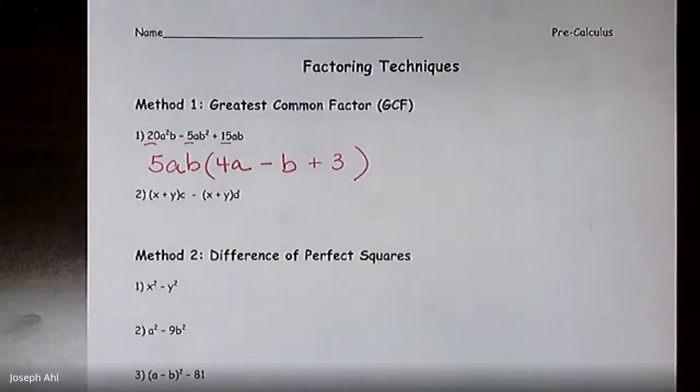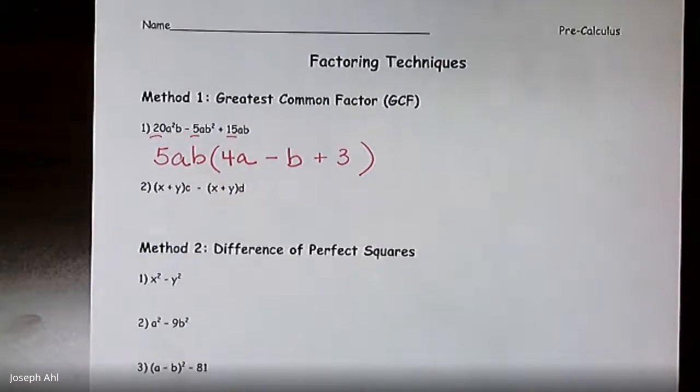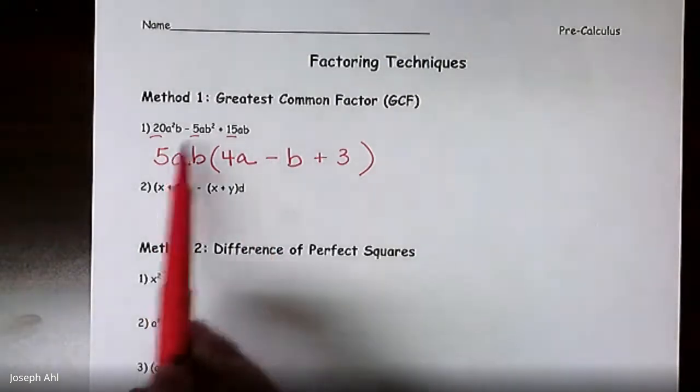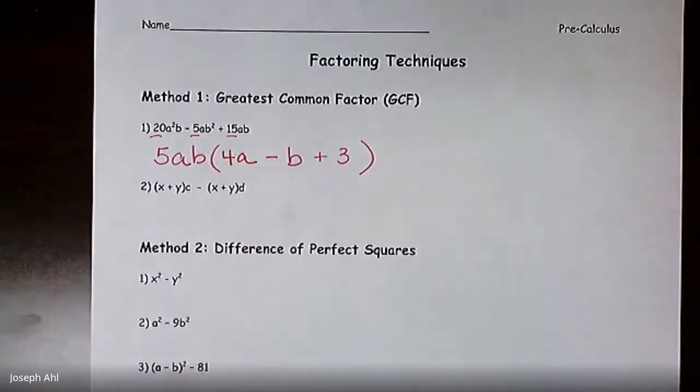As a quick reminder, factoring is really important throughout our entire course. But what I'll tell you is that you can easily check something like this by doing a quick distributive property in your head, right? If you were to distribute 5AB back through, hopefully we're going to get 20A squared B minus 5AB squared plus 15AB. So that's looking good for number 1.